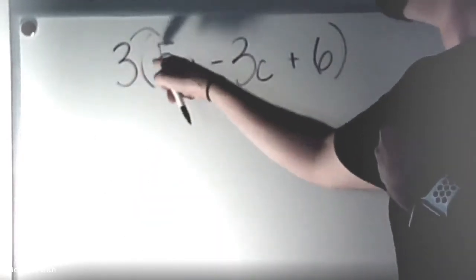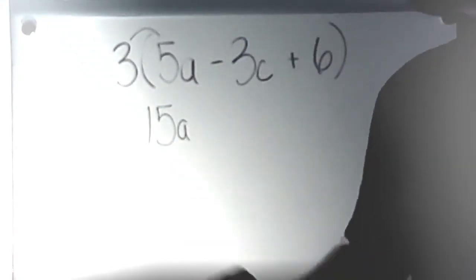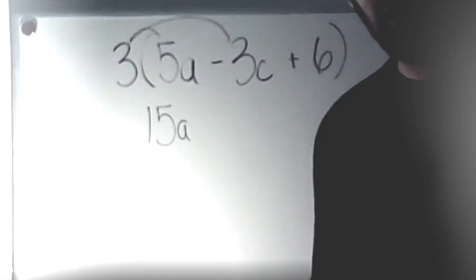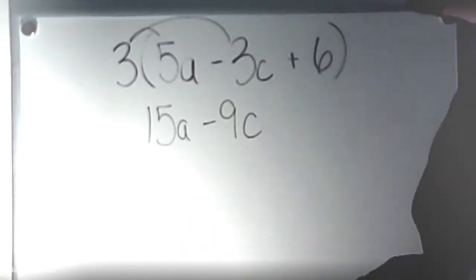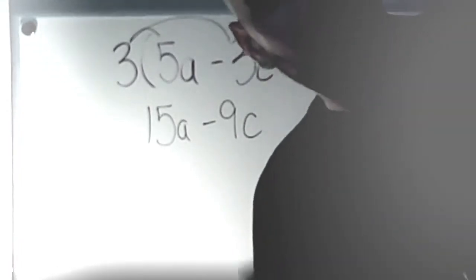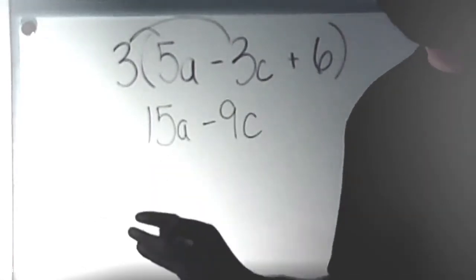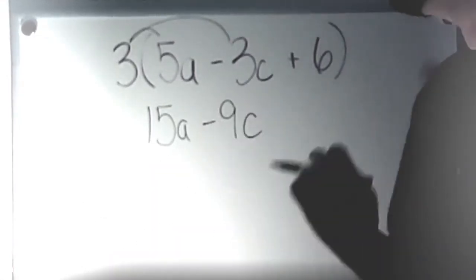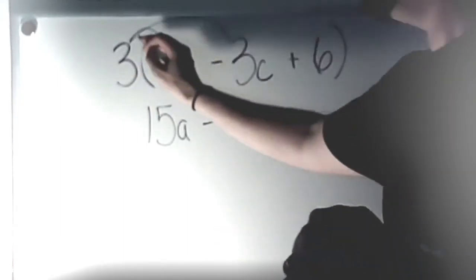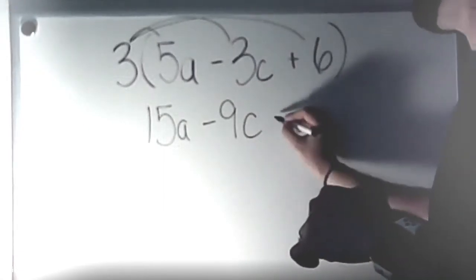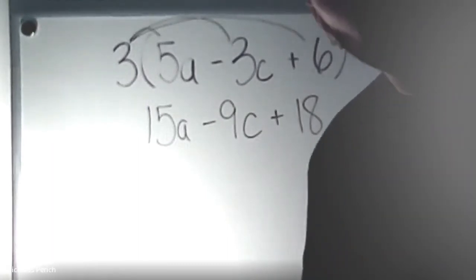3 times positive 5 is positive 15, and then A comes along for the ride. 3 times negative 3 is negative 9, and C comes for the ride. Now, if you're like, no, that's not a negative sign, that's a minus sign, negatives and minuses are the same exact thing. If you ever heard that they're not, they're wrong. 3 times negative 3 is negative 9. C comes along for the ride. 3 times positive 6 is positive 18, so bring down the plus sign. No variable to attach to it. We're done.